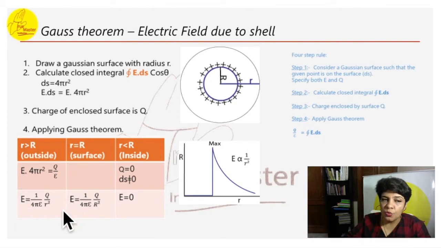In situation 2, when the test charge is placed on the surface, that is, small r is equal to the radius, which is capital R, if these two are equal.